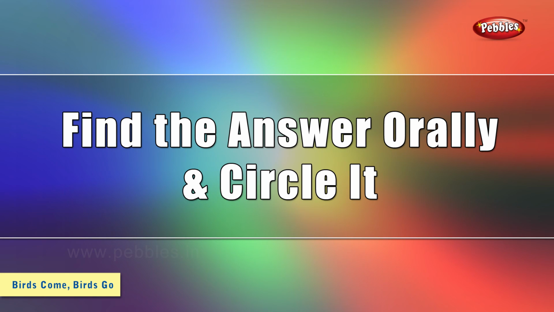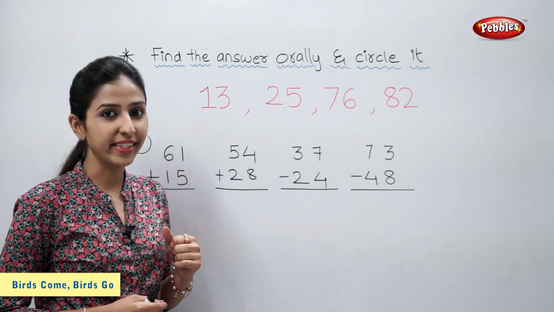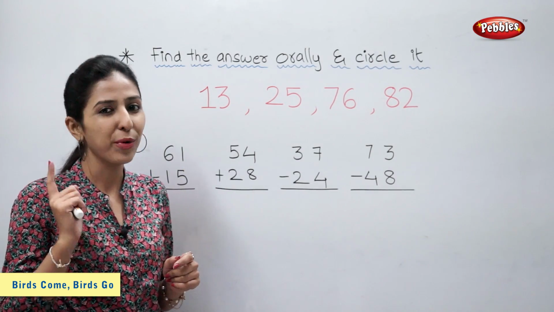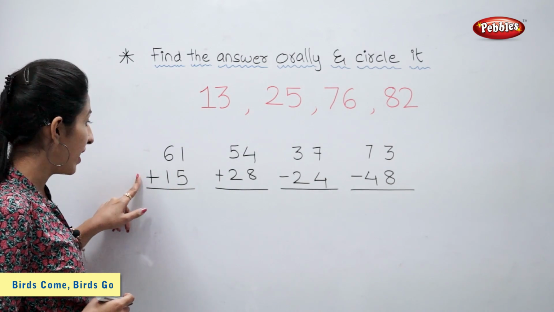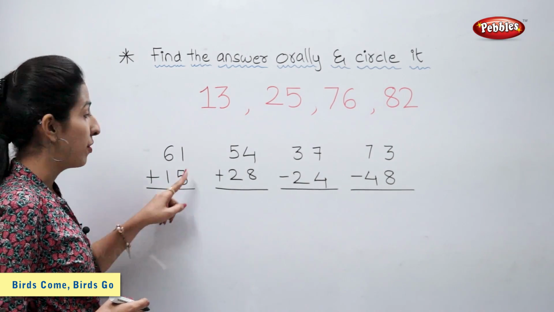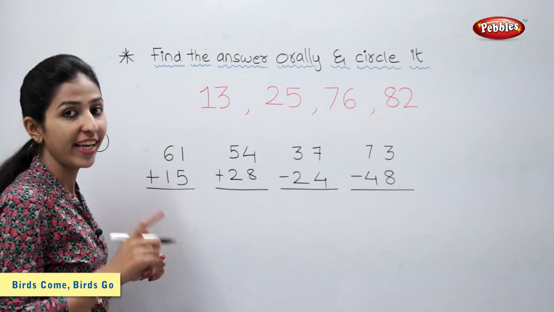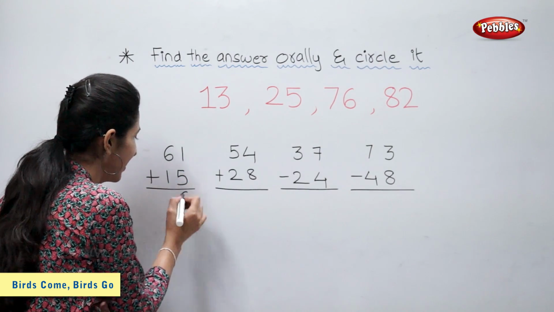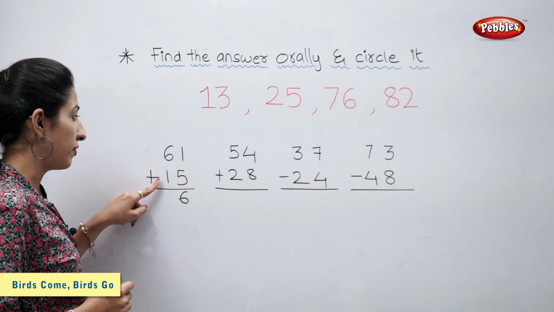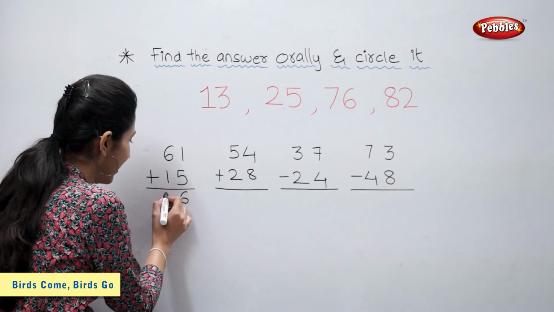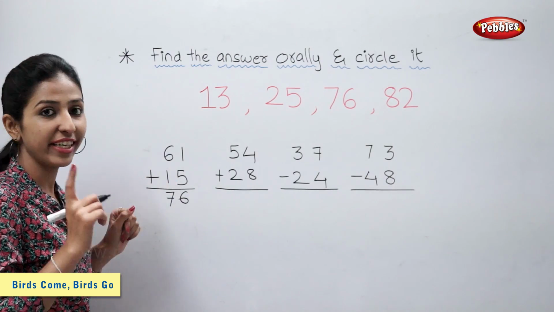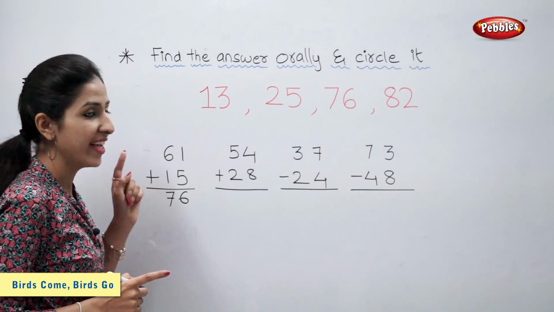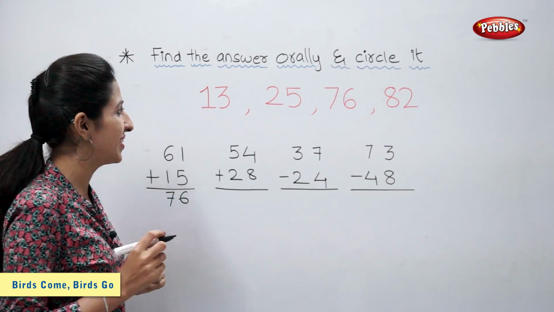Find the answer orally and circle it. Students, now let us solve these examples orally and quickly. Let's start. 61 plus 15. 1 plus 5 is 6. 6 plus 1 is 7. So 61 plus 15 is equal to 76. Let's circle number 76.